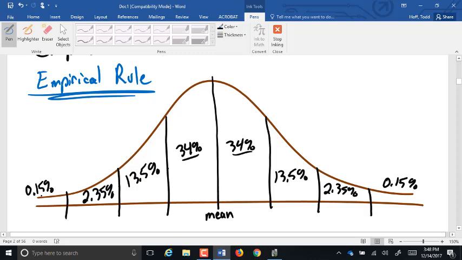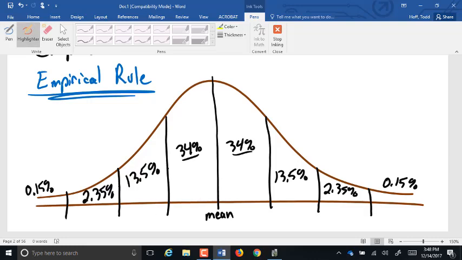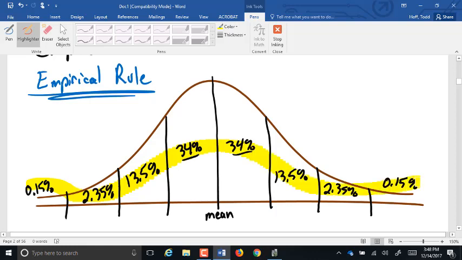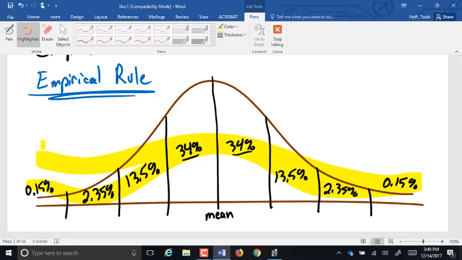Now, right now, this curve doesn't mean a whole lot because we haven't defined what population we're looking at. But these percents under the curve always stay the same. Those never change. Any set of data that's normally distributed or approximately normally distributed, those percents will apply.